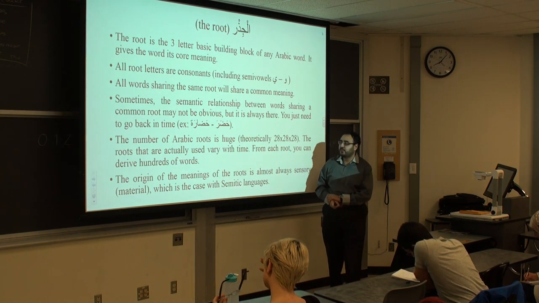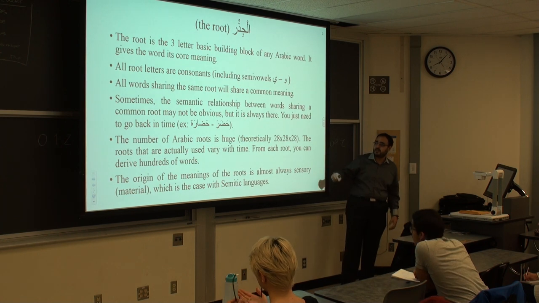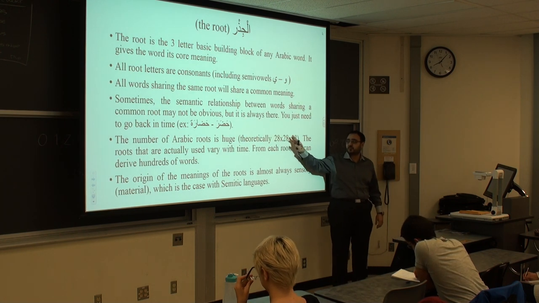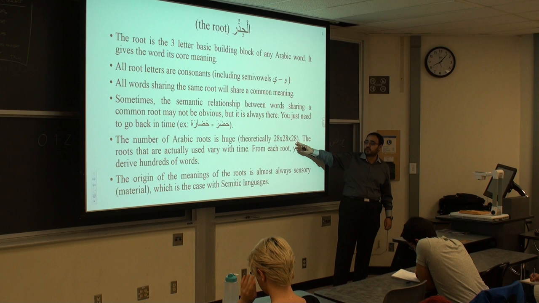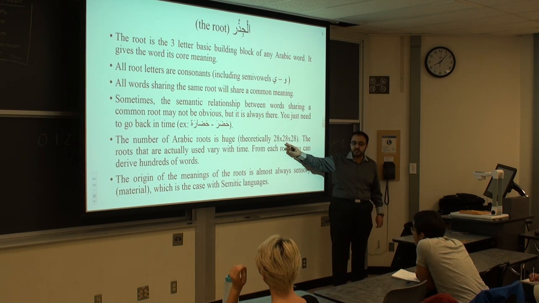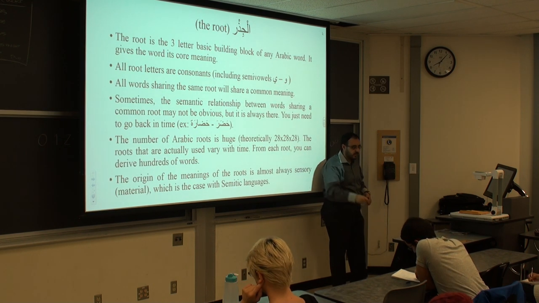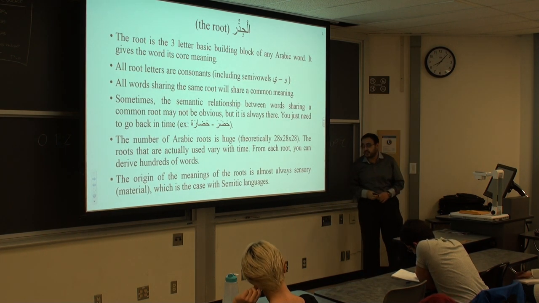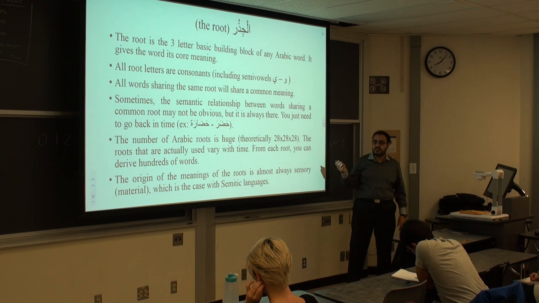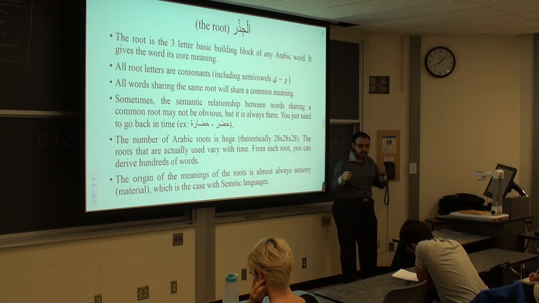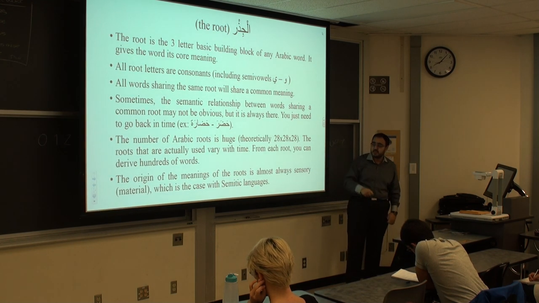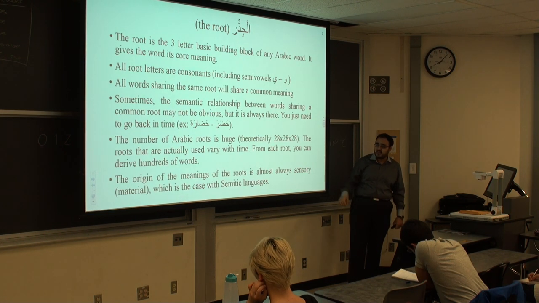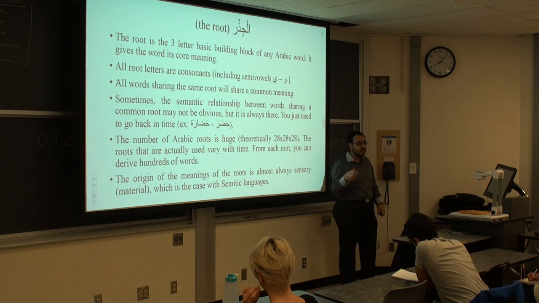The number of Arabic roots is huge. Theoretically, we have 28 letters, so we have 28 possibilities for the first letter, 28 possibilities for the second, and 28 possibilities for the third letter, which are the 28 consonants that we have in Arabic. However, not all of these are always used. So that's theoretically the maximum number of roots that you can have.